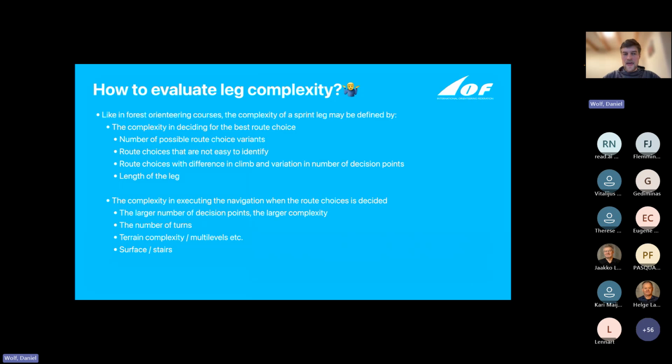Also, the length of the leg itself is very crucial for its complexity. And the complexity is not only in finding and deciding the best route choice, but also in executing the navigation when the route choice is already decided. So the larger the number of decision points, the larger is, of course, the complexity. We have to count with the number of turns, terrain complexity like multi-levels and other aspects. And of course, as we will see in some of the examples, we always have to count with the surface, the stairs, etc.